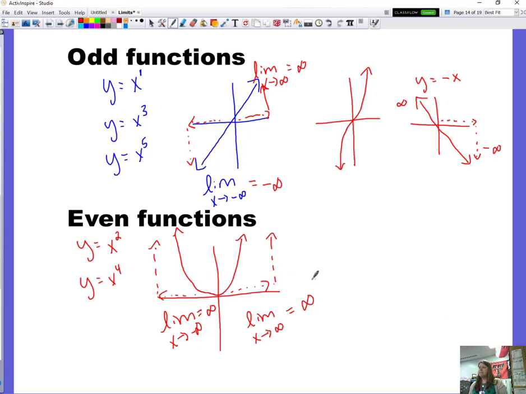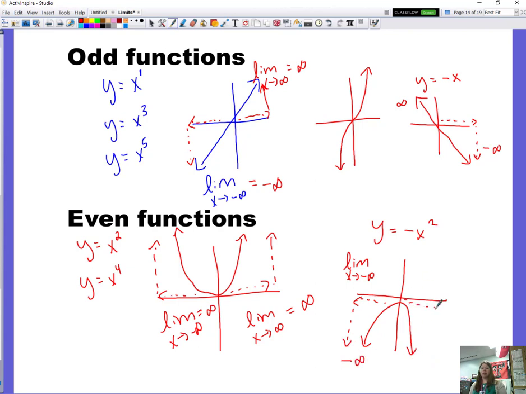so that one would also be infinity. If you have a negative, let's say y equals negative x squared, the limit as x approaches negative infinity would be negative infinity, because as I go left forever, I'm going down forever. Same thing here: as I go right forever, the limit as x approaches positive infinity will equal negative infinity, because we're going down forever.